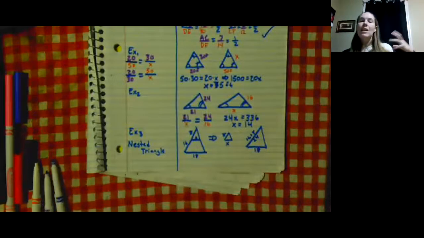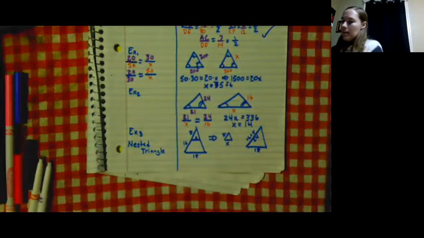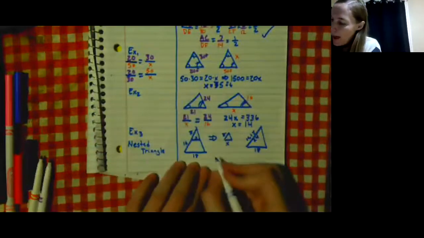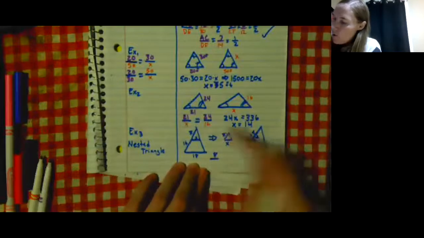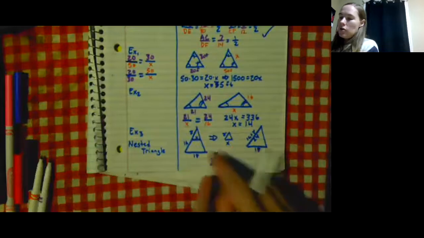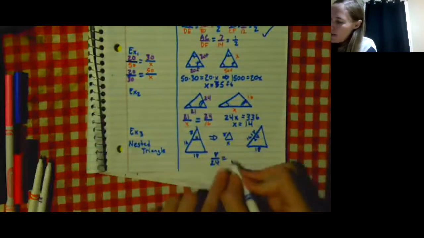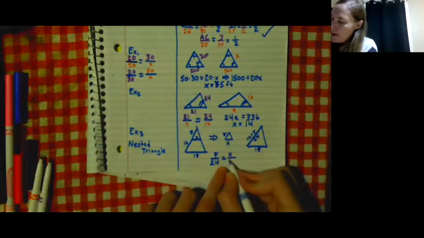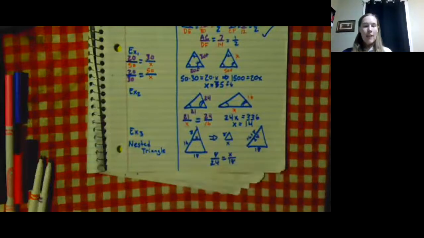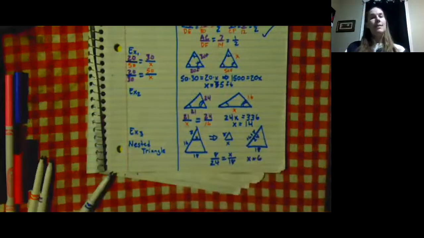And now you can set up your proportion to solve for X. So I'm just going to do it super fast and with one color because we have done 2 already. So I have 8 over 24. The reason it's so important to redraw it is so you don't put 8 over 16. And then it equals X over 18. I cross multiply and I solve, and you should get X equals 6.